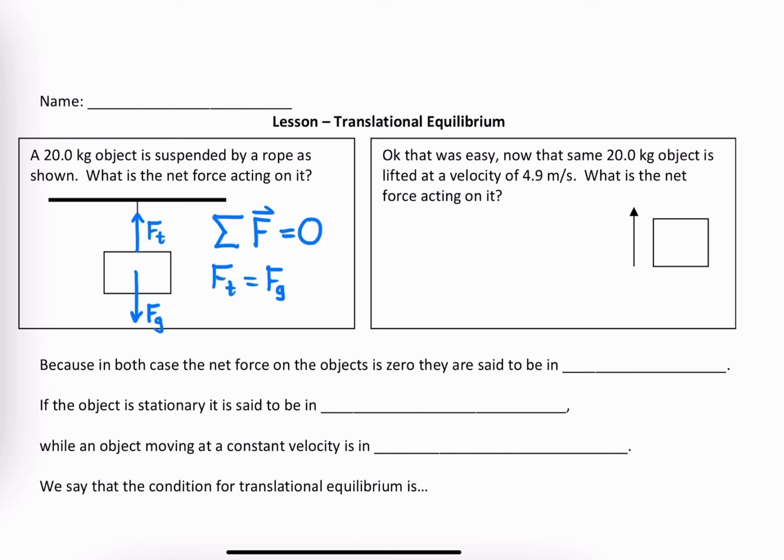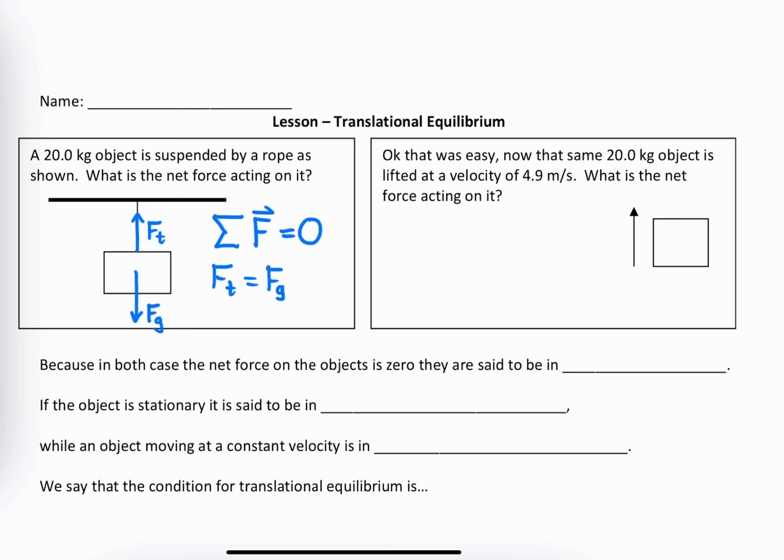But Newton's first law tells us that objects in motion will stay in motion unless there's a net force. So as long as this is staying in motion and keeping the same velocity of 4.9 meters per second, as long as it's a constant velocity, there's no need for a net force.